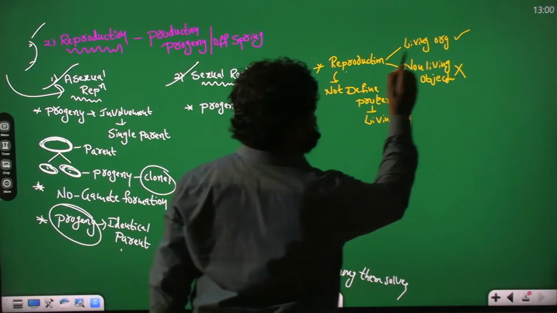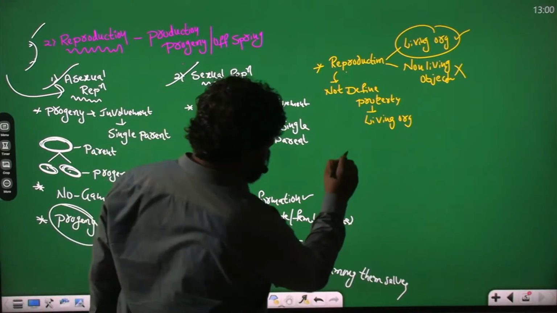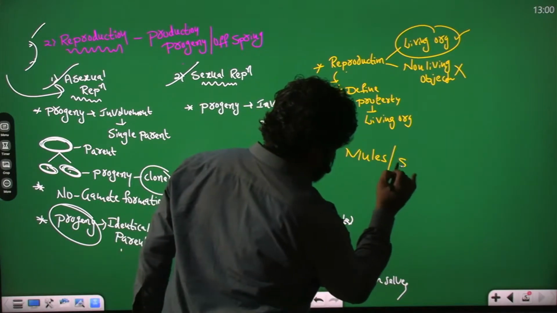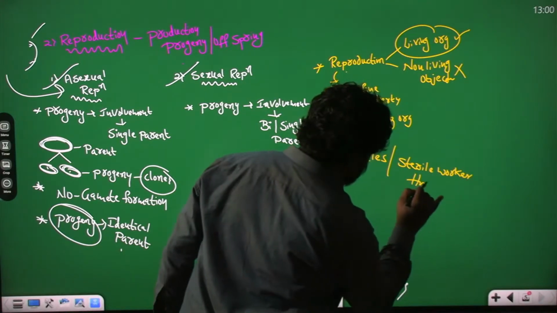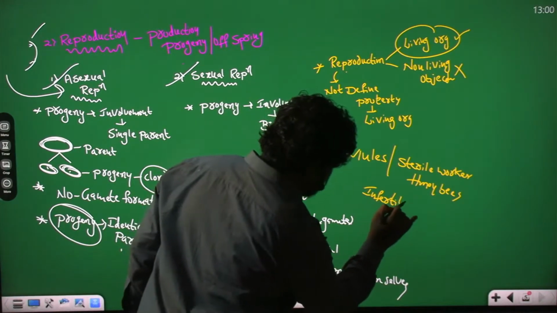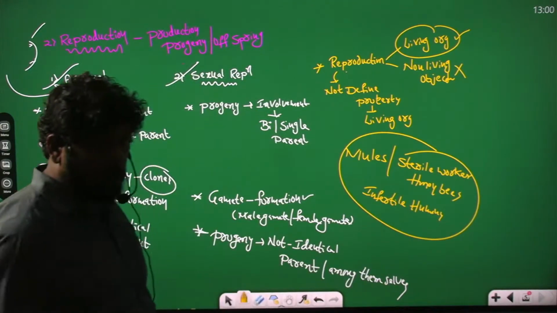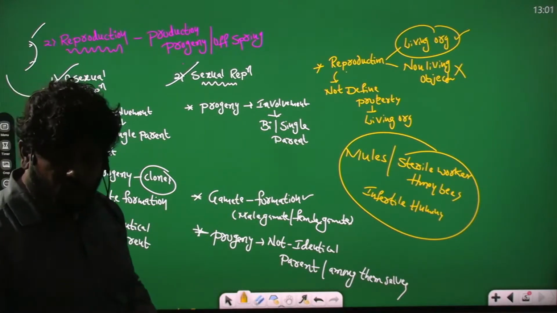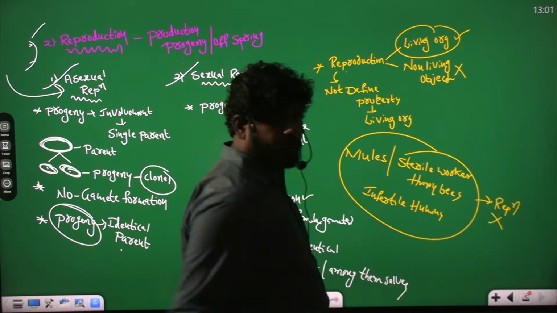Yes, reproduction is reported in living organisms but not in all living organisms. For example, take mules, sterile worker honeybees and infertile humans. Are these living or not? Mules are living, sterile worker honeybees are also living, and infertile human beings are also living. But here reproduction is absent.